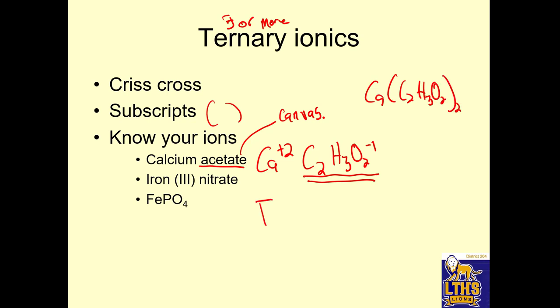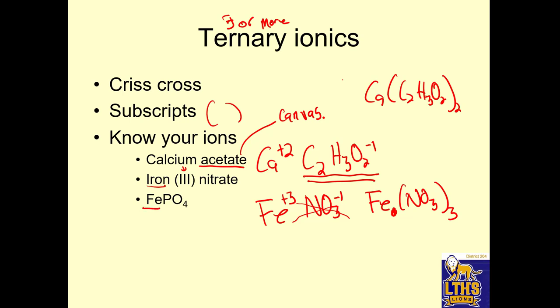Over here I have iron 3 nitrate. Iron, I don't know iron's charge. Oh, the Roman numeral 3 tells me it's plus 3. Nitrate is on your ion sheet. It's NO3 minus 1. So to balance that out, I have Fe, get those charges. I have 1. I shouldn't have put the 1 there. NO3 taken thrice.